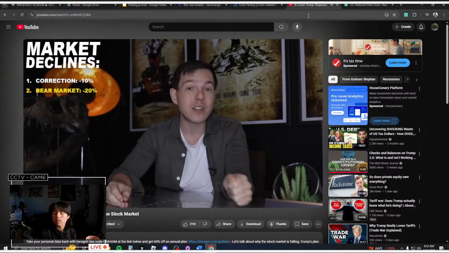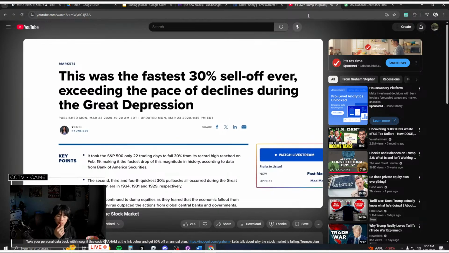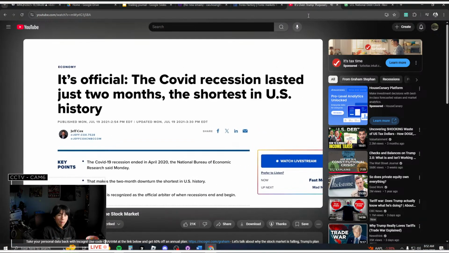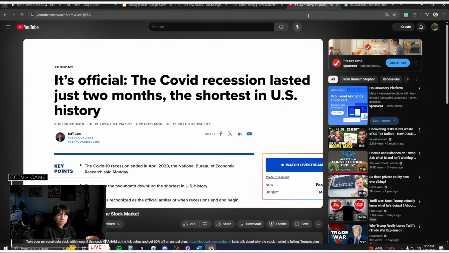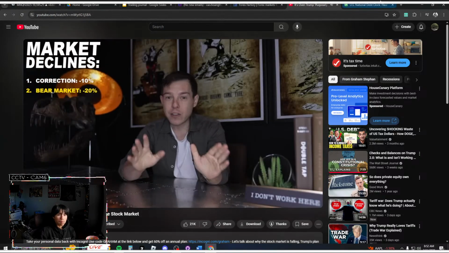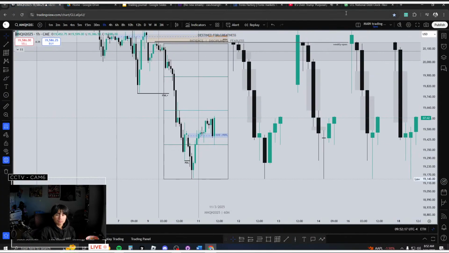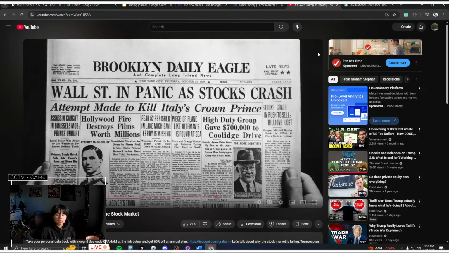For example, in 2020, we saw the fastest 30% drop in history since the Great Depression, and then right after that, we saw the quickest recession in history, which lasted just 33 days. So anything can happen. Although, in terms of taking it even further from here, things can always get a lot worse, and that's what brings us to a stock market collapse.